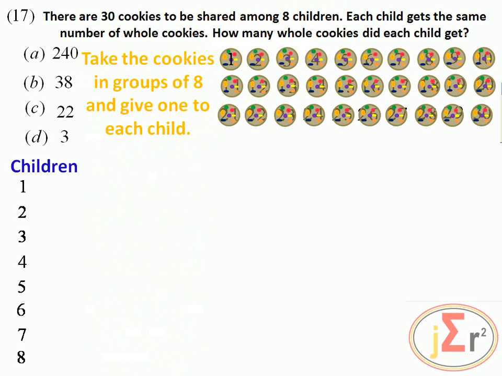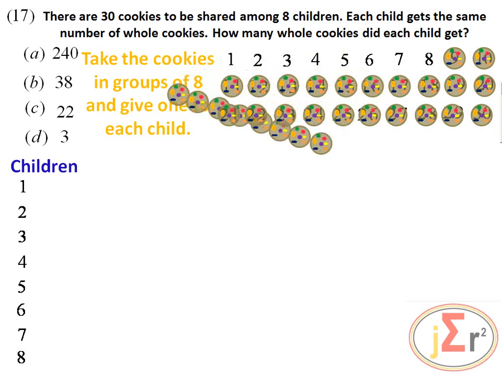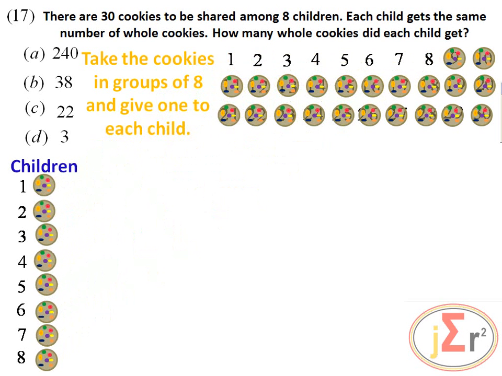Take the cookies in groups of 8 and give one to each child. So if we have 30 cookies to be shared among 8 children, we have the 8 children. One way to do it is take them 8 by 8 and give one to each child. That's correct? Yes. Okay. So take out 8 and give one to each child.